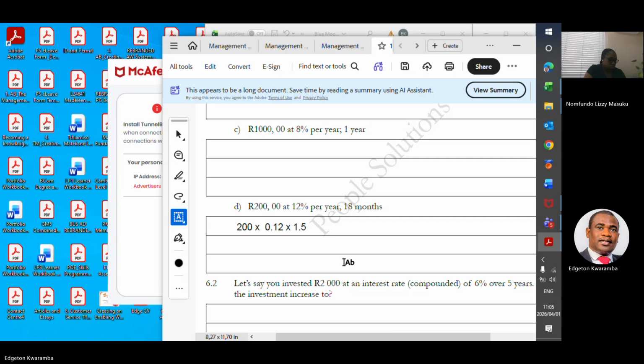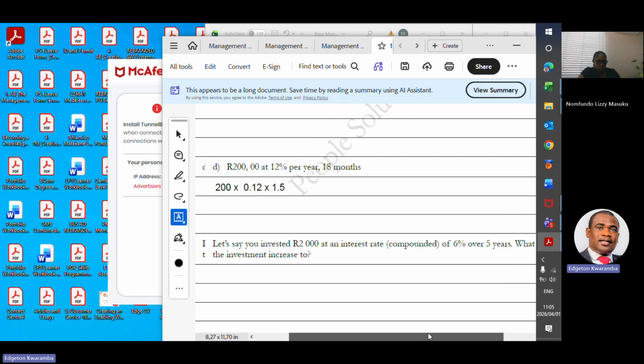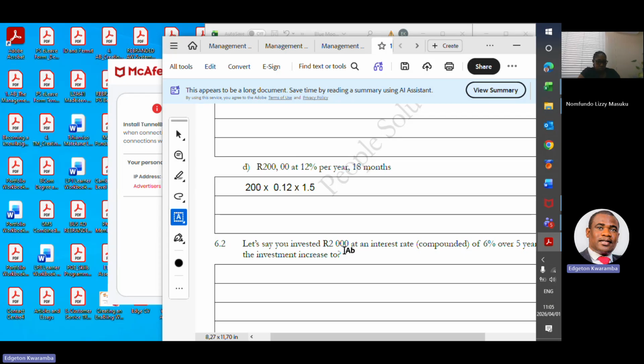Okay. And then the next one wants you to use compound interest. Say you invest 2,000 Rand at an interest rate, they write compounded, of 6% over 5 years. What would your investment increase to? Okay, so we don't even need to subtract the money we invested, because they just want to say how much your investment will jump to.